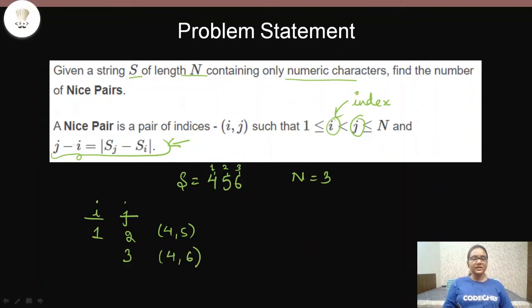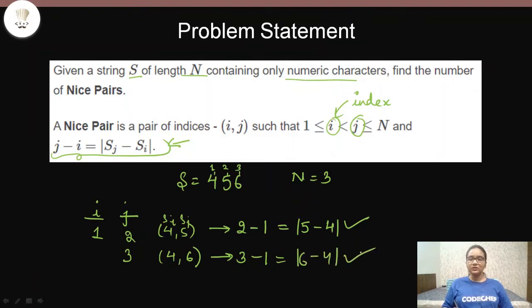Now if we put this in the expression, then j minus i will come out to be 2 minus 1, and s of j minus s of i means we have to see the elements. s of j is 5, s of i is 4. So we are getting 2 minus 1, and 5 minus 4 is also 1. So it is forming a nice pair. For the second pair, similarly, 3 minus 1 is 2, and the mod of 6 minus 4 will also give you 2. So this is also forming a nice pair.